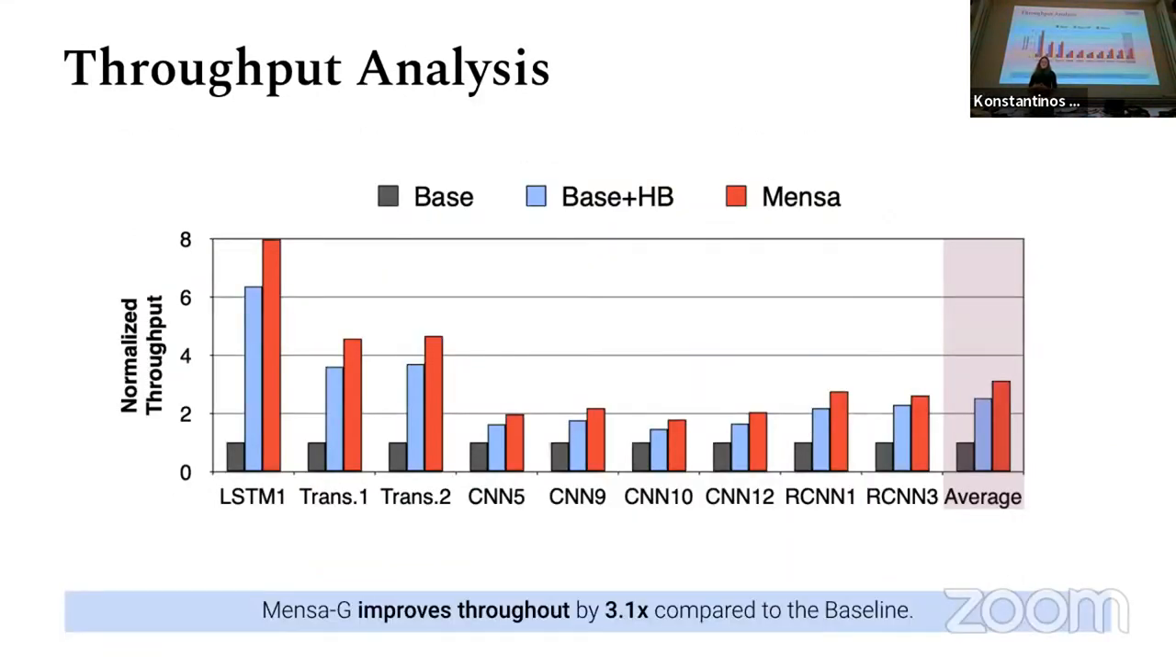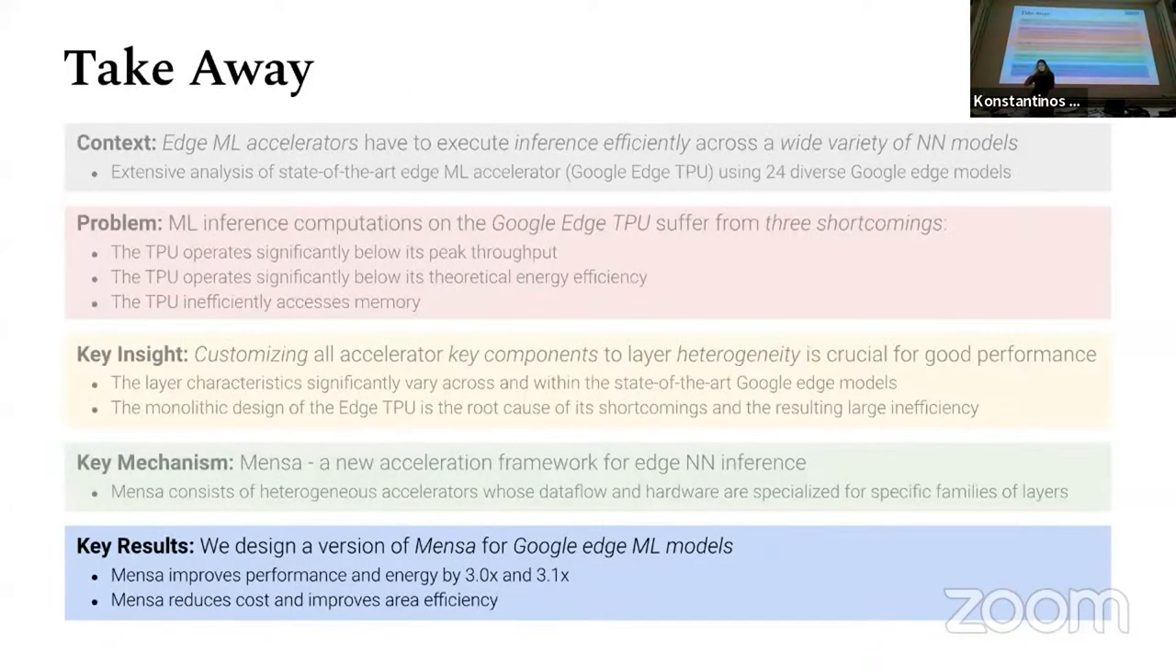A similar analysis was conducted by the paper for throughput, and we see a 3.1 times increase compared to the baseline. And this is the takeaway: we increase performance, we increase efficiency, and we also increase latency a bit, which you can read in the paper. At the same time, we also reduce the cost of the entire TPU, and we can improve area efficiency.